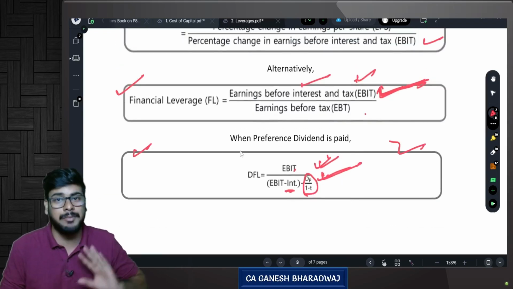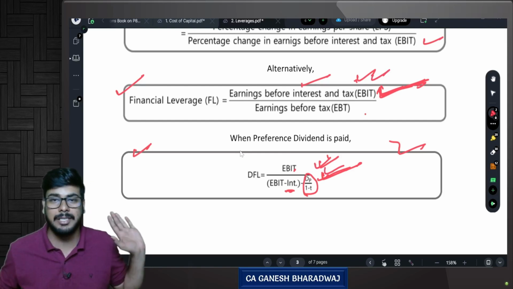Please note, don't think I'm doing something out of my own. In some sums, they have done this. Are you clear with this?